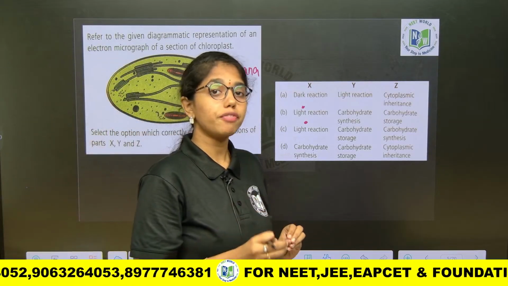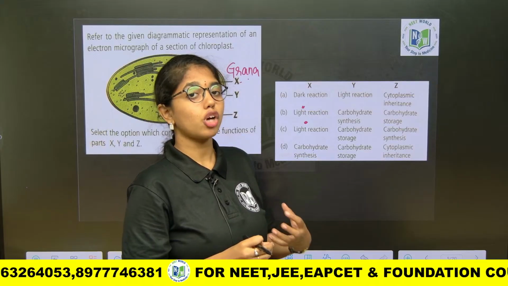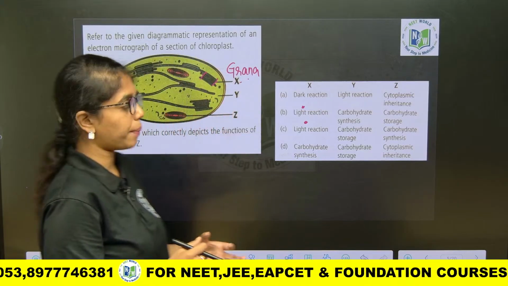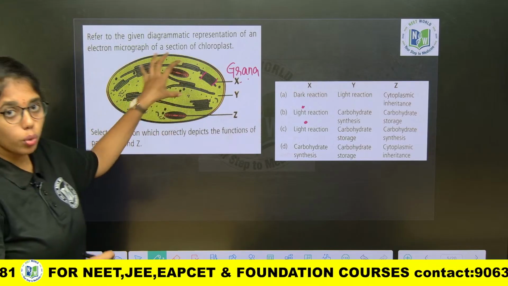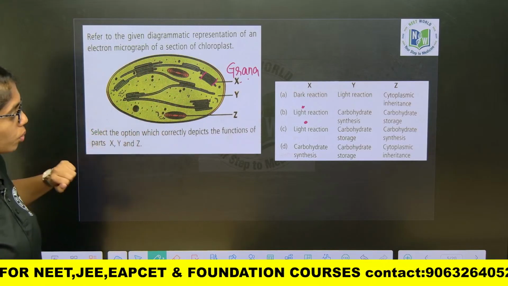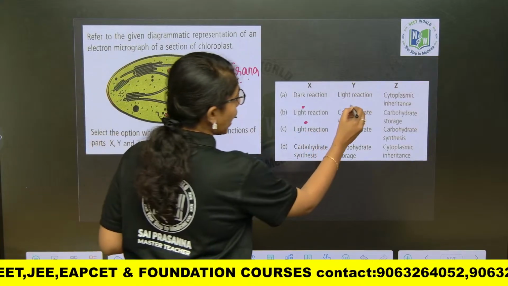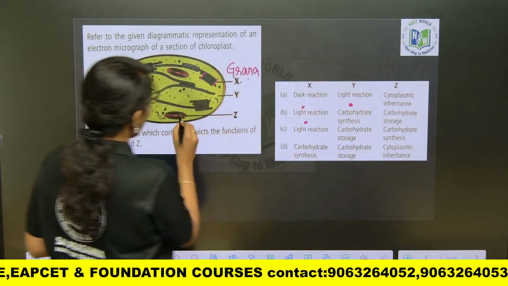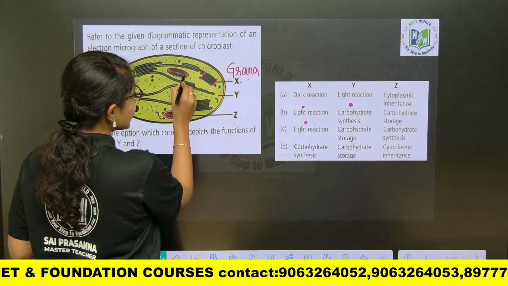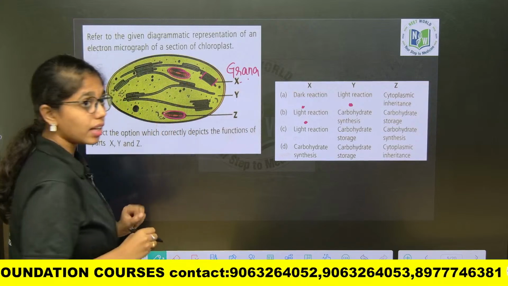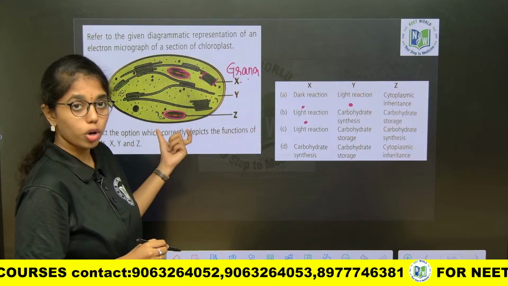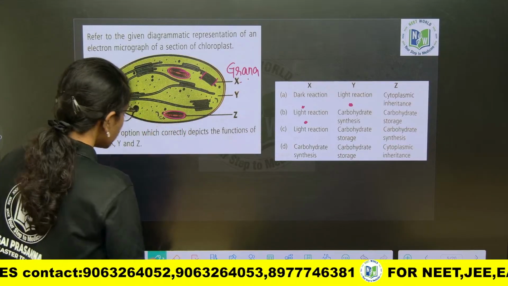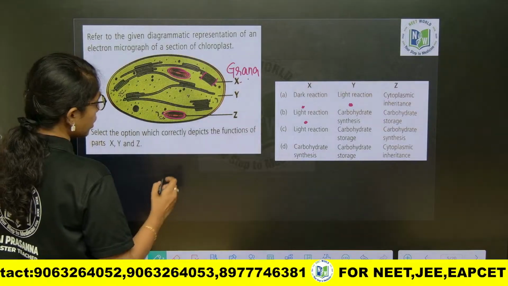Carbon dioxide fixation, or carbohydrate or glucose synthesis, will happen. That synthesis takes place in the fluid-filled space, the stroma. So, what is happening here? Carbohydrate synthesis, and these granules are what? Starch granules, where the glucose is stored in the form of starch inside the chloroplast.